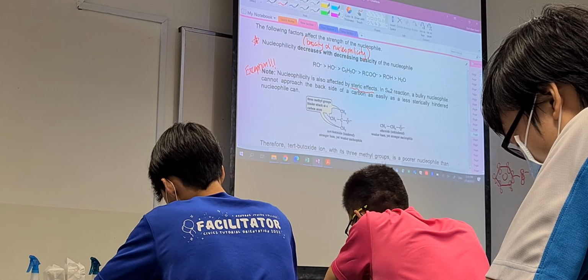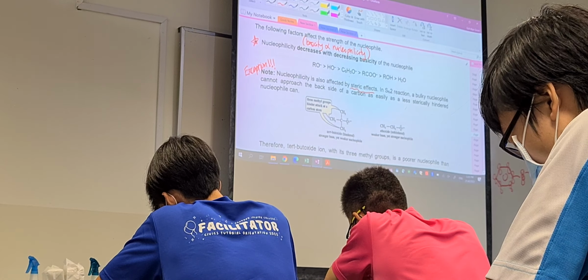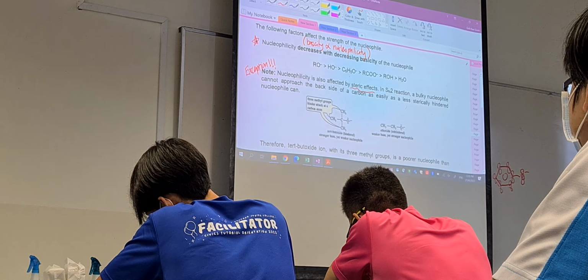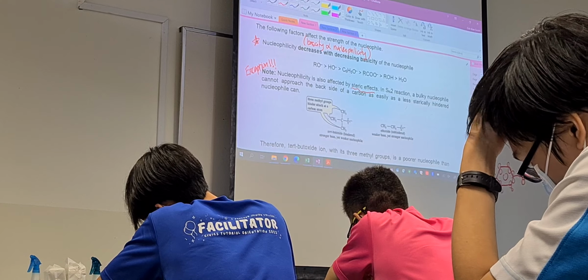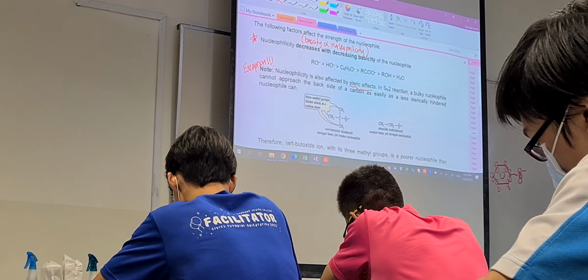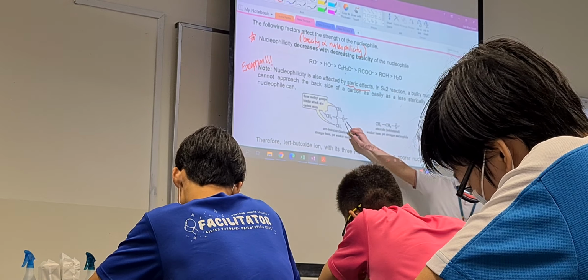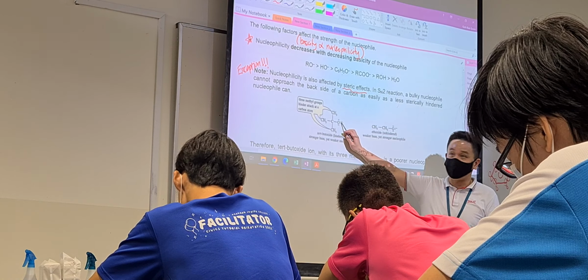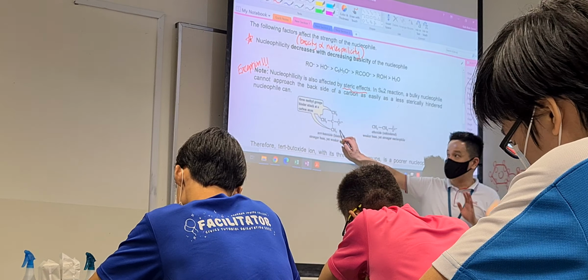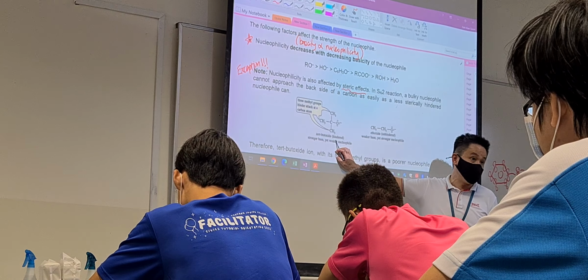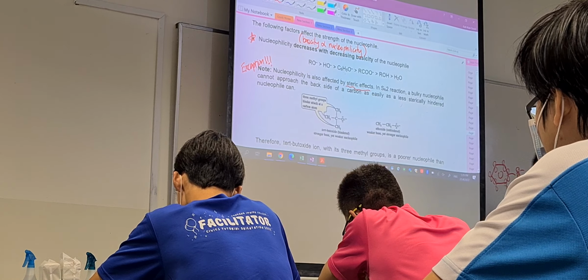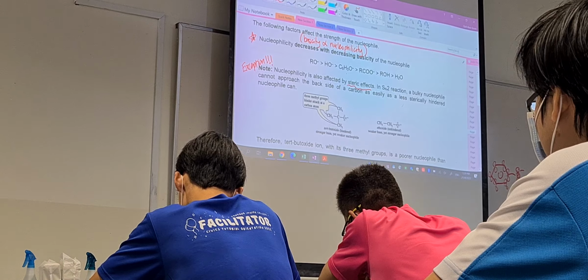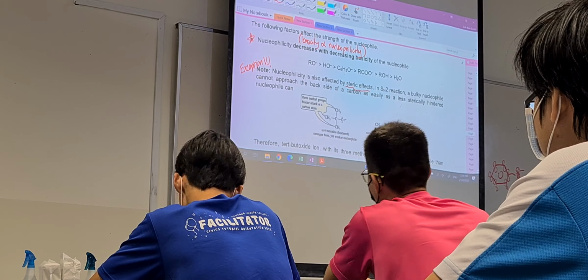Be very careful of this exception. For example, the structure on the left-hand side. You notice that there are 3 R groups, 3 alkyl groups. 3 alkyl groups will definitely make the lone pair electrons on the O highly available. It's definitely going to intensify the negative charge. But it's not a very good nucleophile. Why? Because this big group here actually blocks the approach in an SN2 reaction.